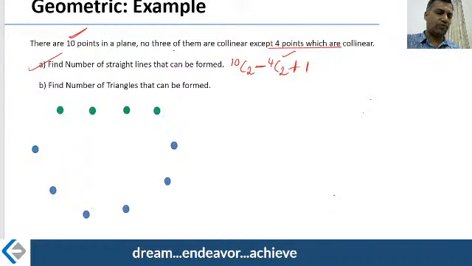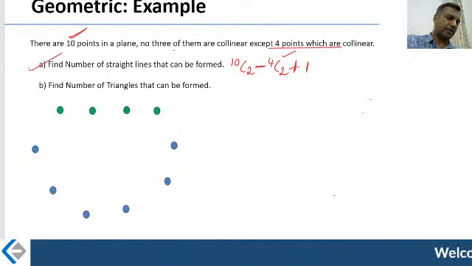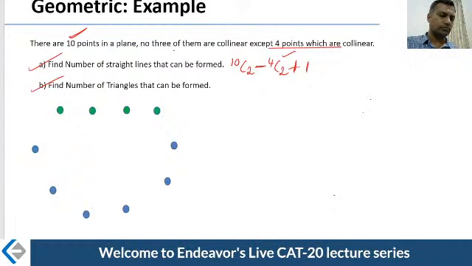Quickly, write the answer to the second one, friends. Write the answer to part B.